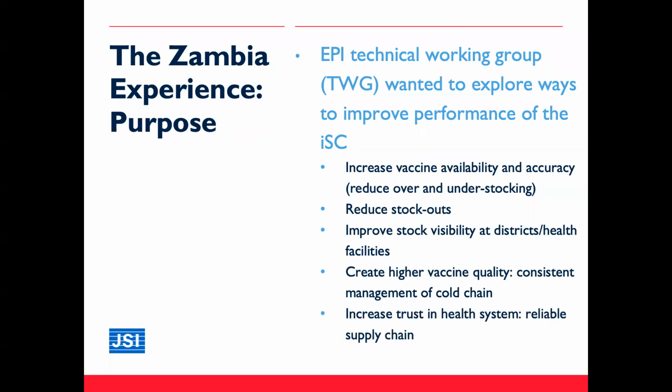And I think the last one, which was discussed really from the districts and the health facility levels, was to increase trust in the health system by having a reliable supply chain. If a mother is traveling with her child to a clinic for an immunization and there are no vaccines, this really hindered her trust in the system.